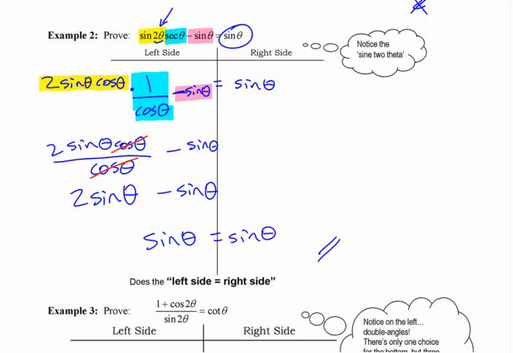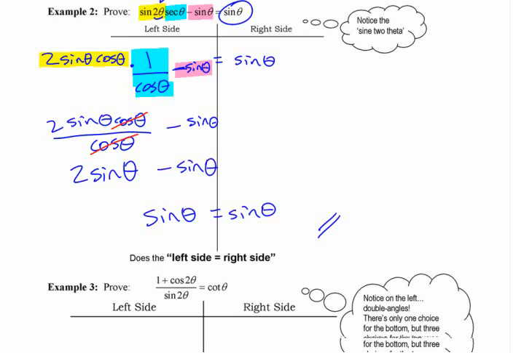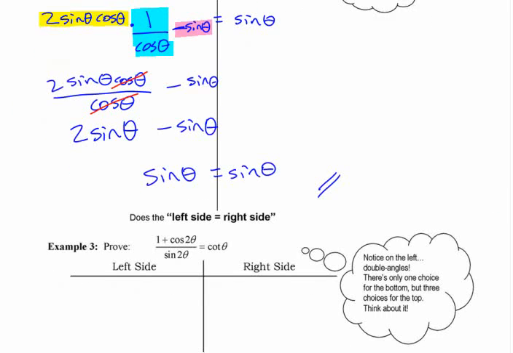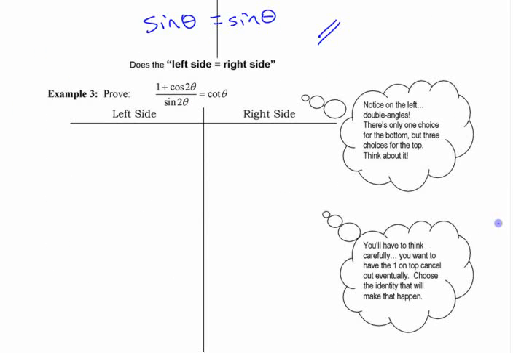The other proofs are just the same as what we've always done, except there are double angles involved, right? There's a double angle involved there. There's a double angle involved there. It's harder when you have to work with cosine of 2 theta because you've got some choices here. Some hints here that I tried to point out over here. There's only one choice on the bottom. There's a bunch of choices on the numerator.